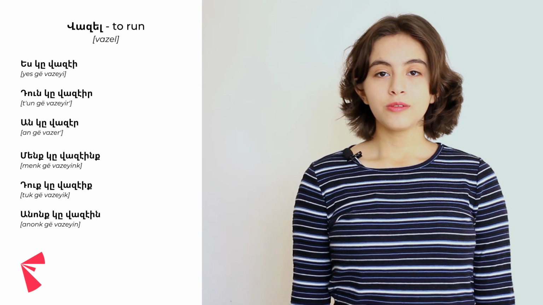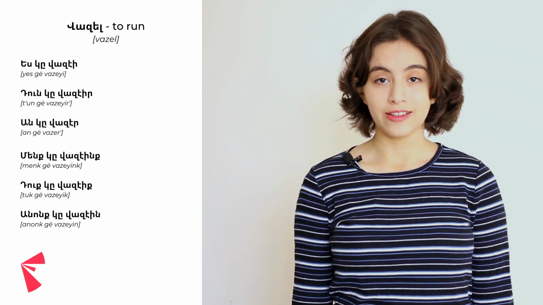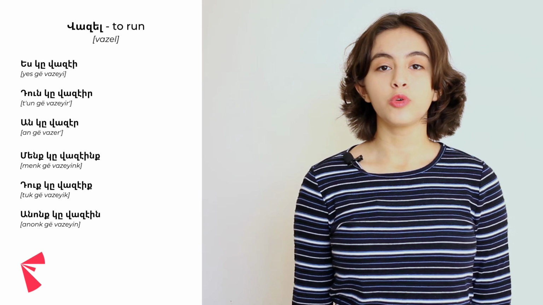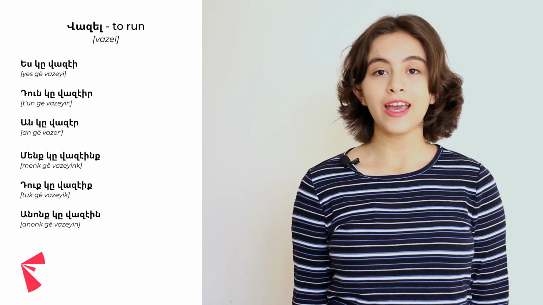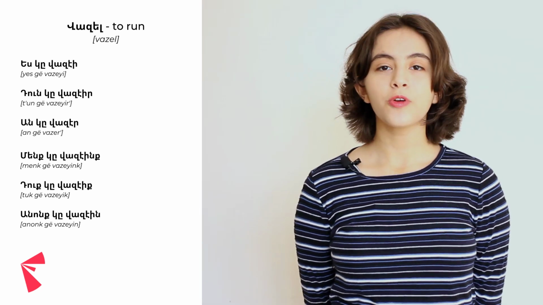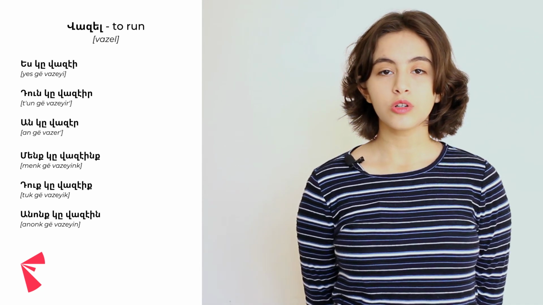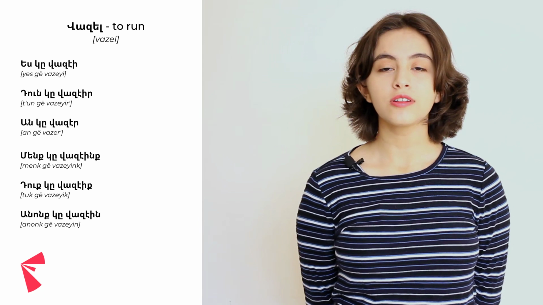You were running would be tum gvazeir. For the second person singular, the proper conjugated form of the verb to be is eir. So, we remove the el verb ending and replace it with eir to get gvazeir. The same goes for the rest of the personal pronouns. An gvazer, menk gvazeink, tuk gvazeik, anung gvazein.